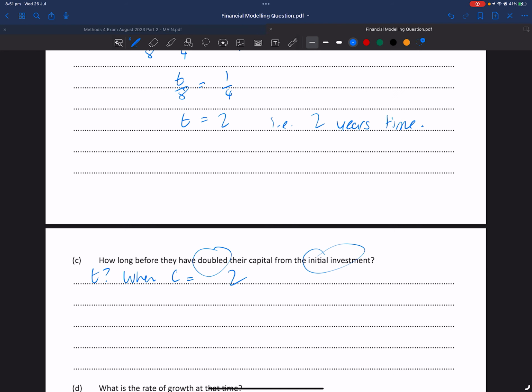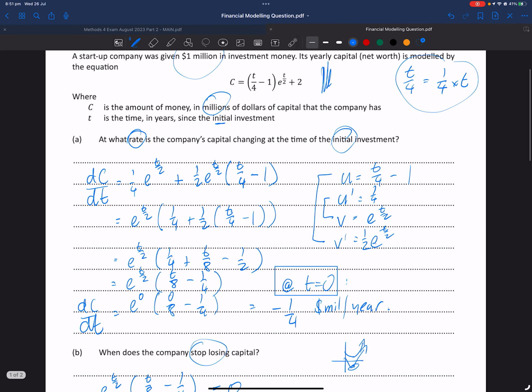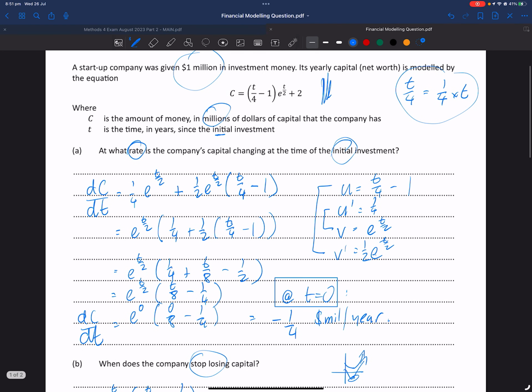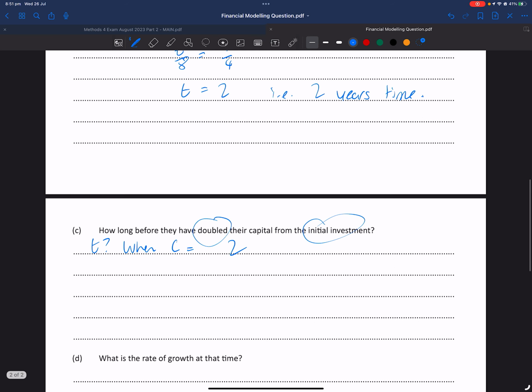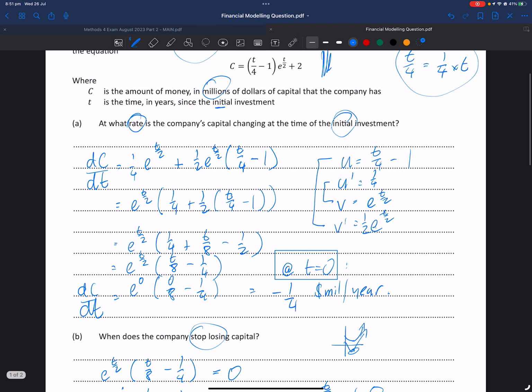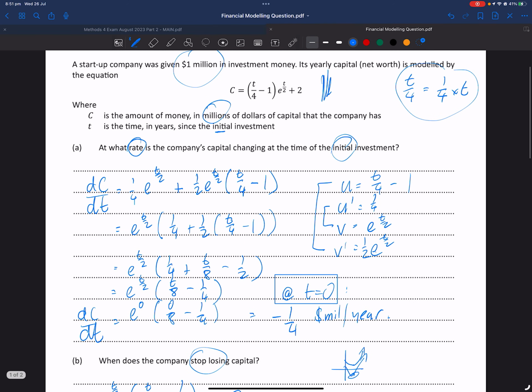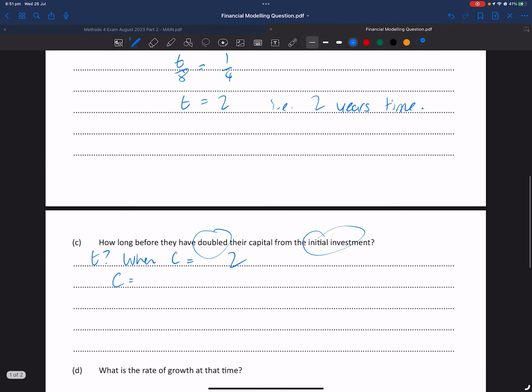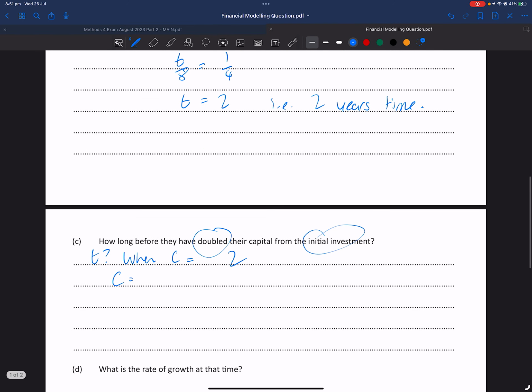Okay? Now, is that asking for a rate? No, it's not asking for a rate. So we don't have to use the rate. We simply need to use the formula. So we go c is equal to, I'm sorry for continuing to do scrollies, back to the initial formula, (t over 4 minus 1) multiplied by e to the power of t over 2 plus 2, and that has to equal 2.